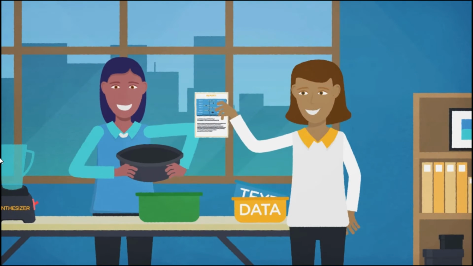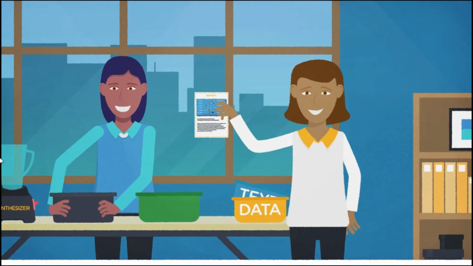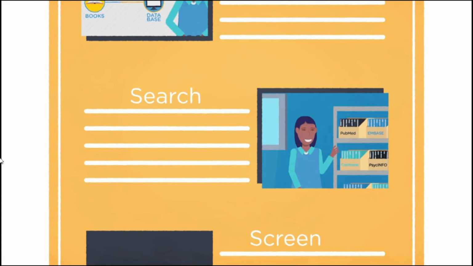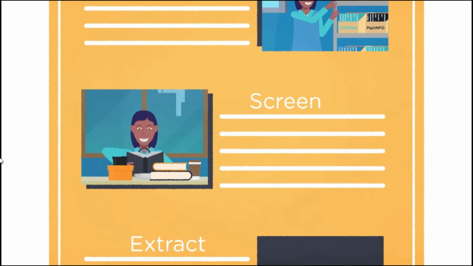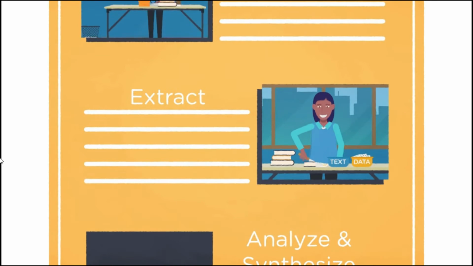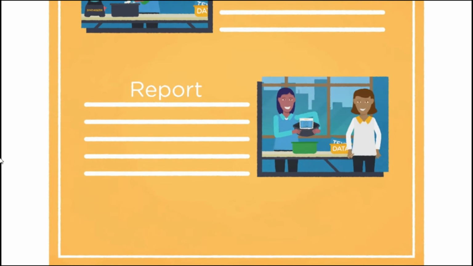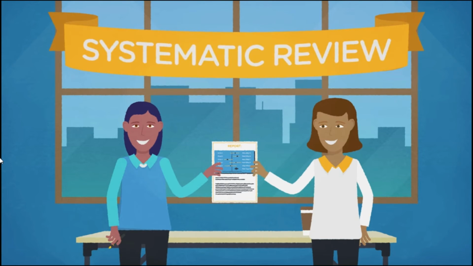Want to answer more questions with a systematic review? Don't forget the steps. Prepare your topic, search for studies, screen studies, extract data, analyze and synthesize evidence, and report your findings. There you have it, the steps of a systematic review.